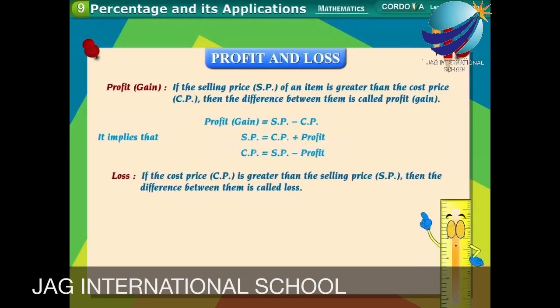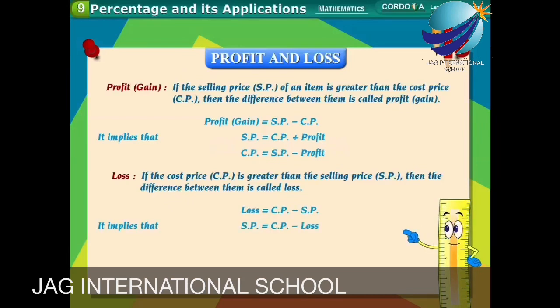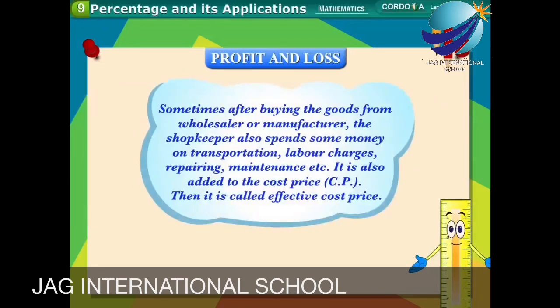Loss. If the cost price, CP, is greater than the selling price, SP, then the difference between them is called loss. It implies that loss is equal to CP minus SP. SP is equal to CP minus loss. CP is equal to SP plus loss.